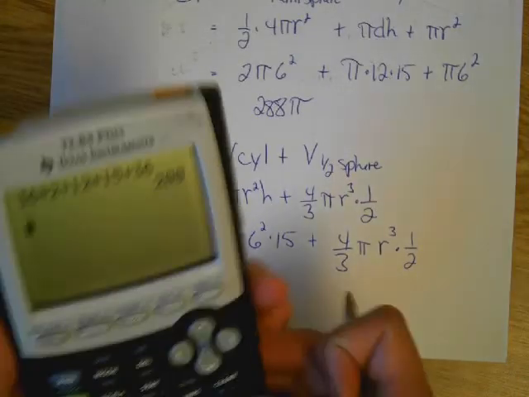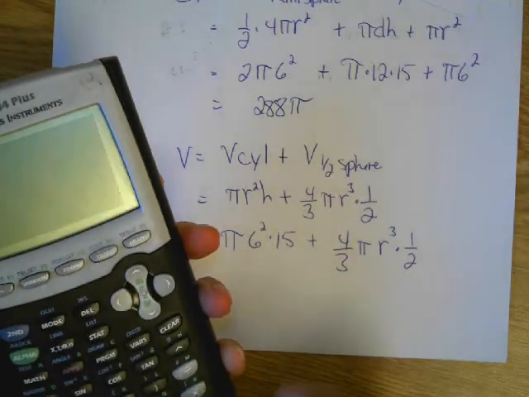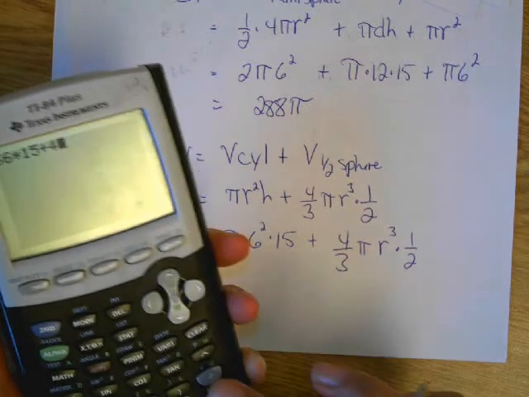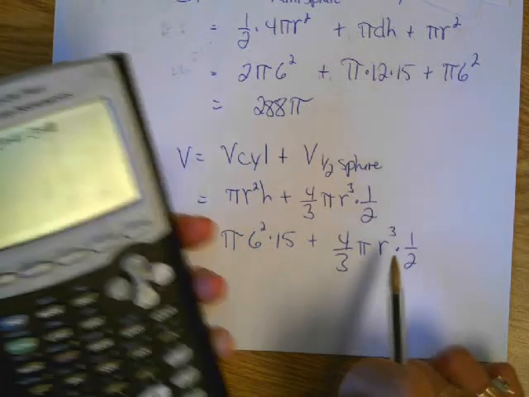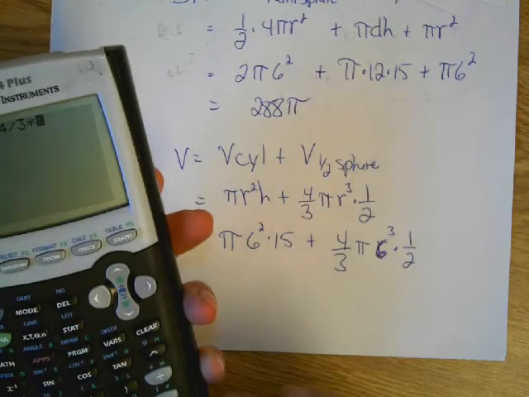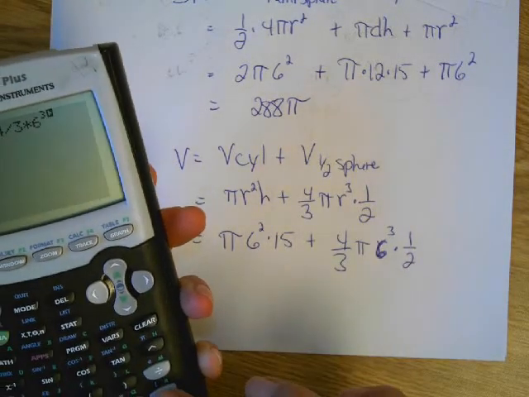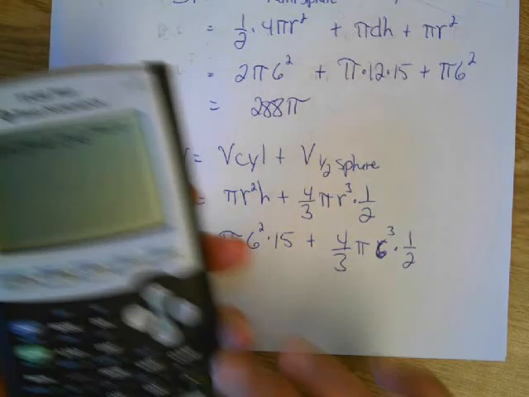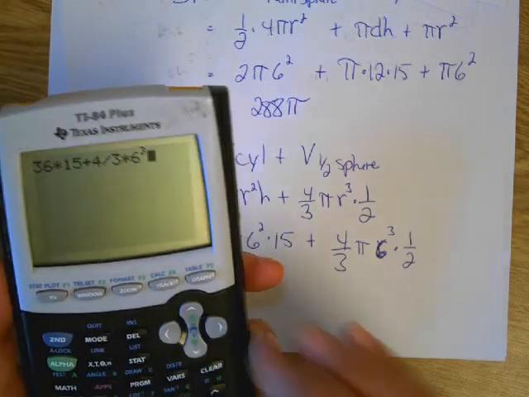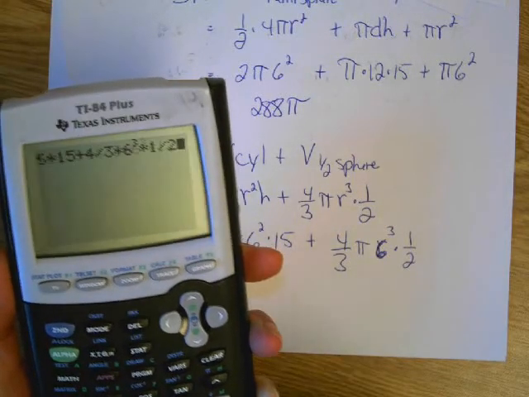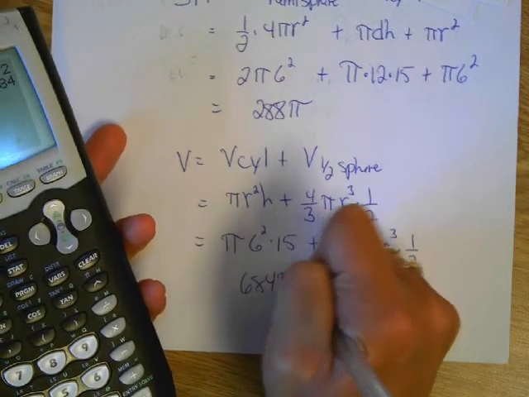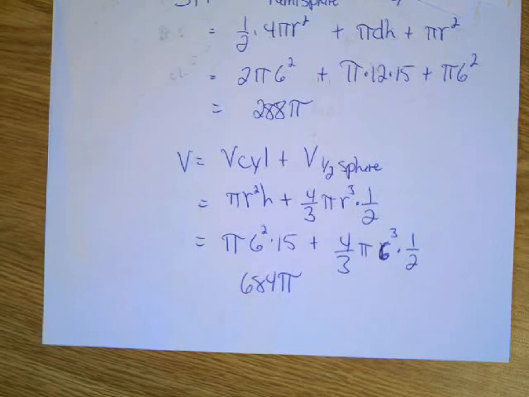Okay, this is it. 36 times 15 plus 4/3 times, oh, I put r there, 6 cubed times a half. Oh, delete. Times a half. 684 pi. Okay, that ends it.